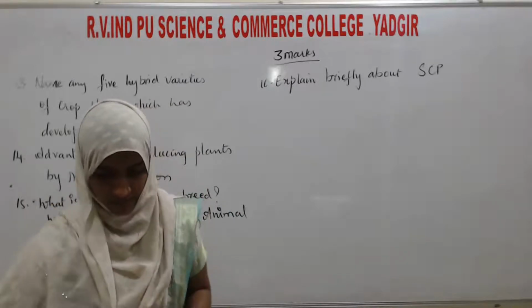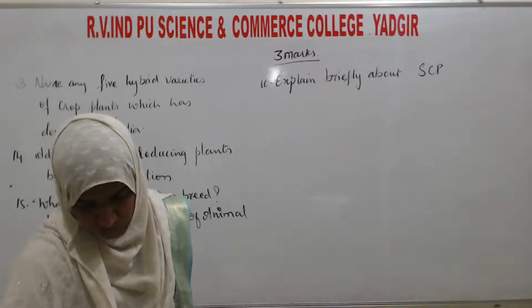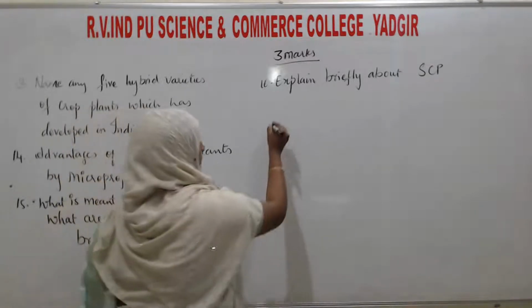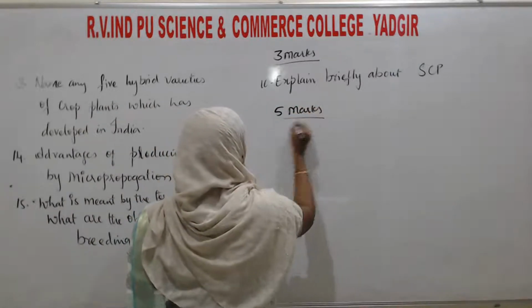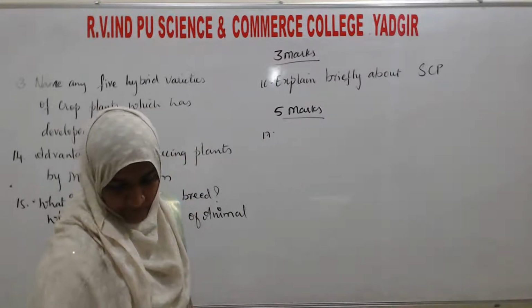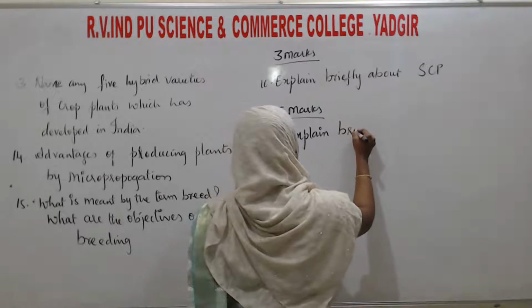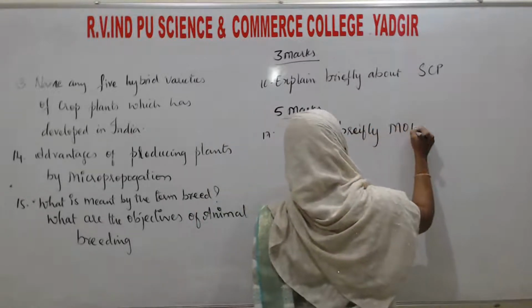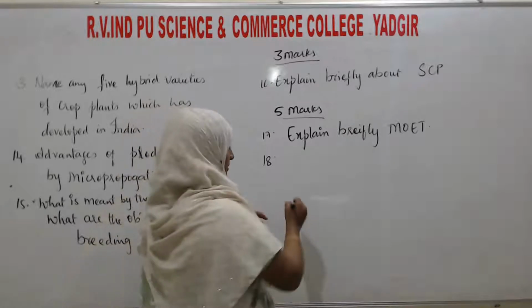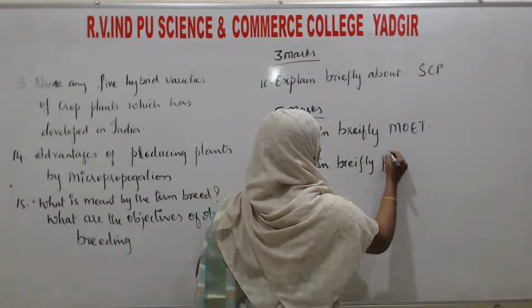Then for 5 marks, 17th question: explain briefly. Then here, except that one, explain briefly plant tissue culture.